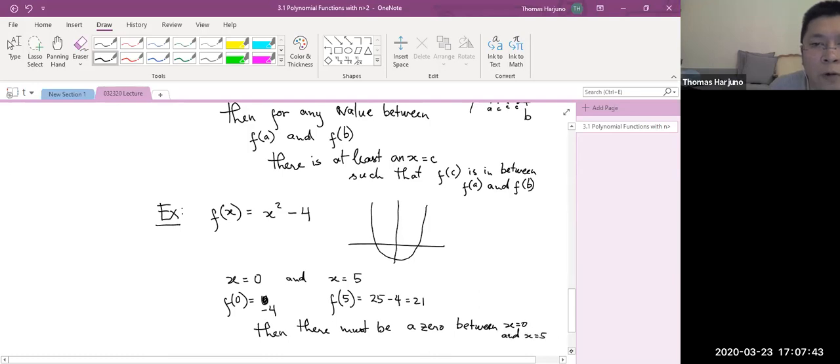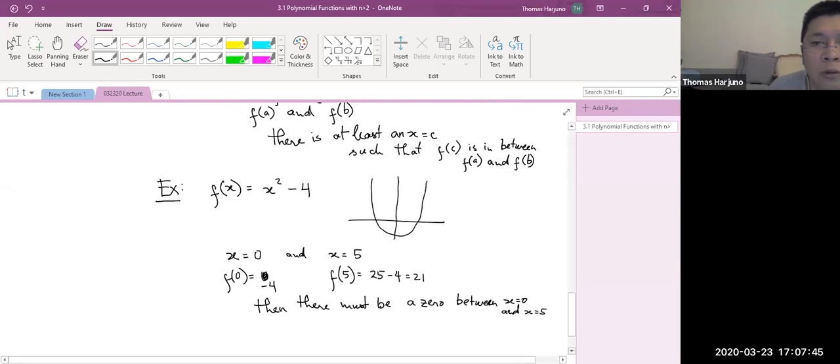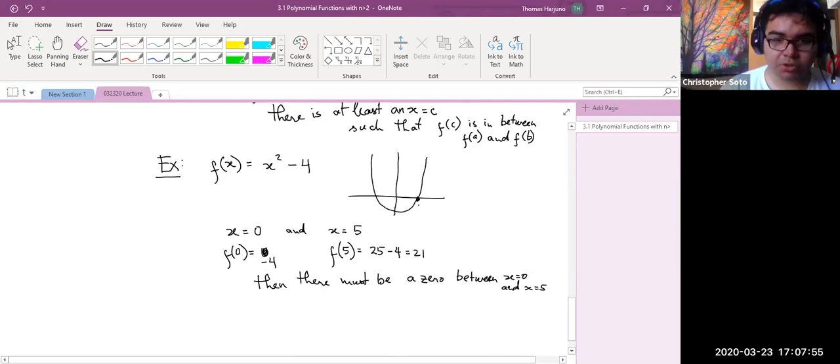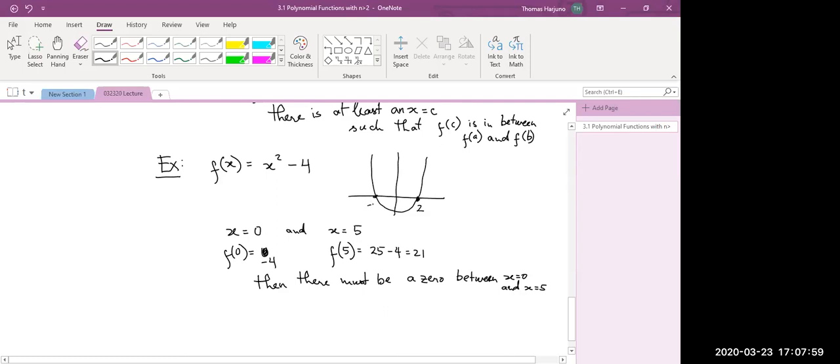And we can confirm actually one of the zeros. One of the zeros is what? If you look at this, one of the zeros is 2. What is the other one, by the way? Negative 2. Yeah. Thank you.